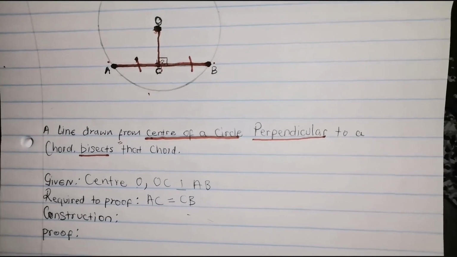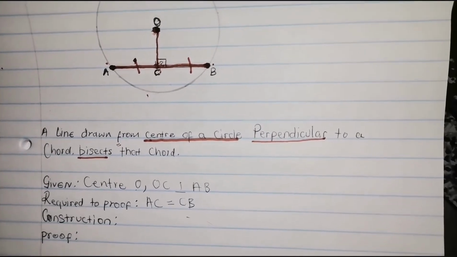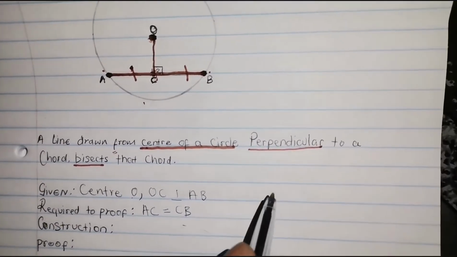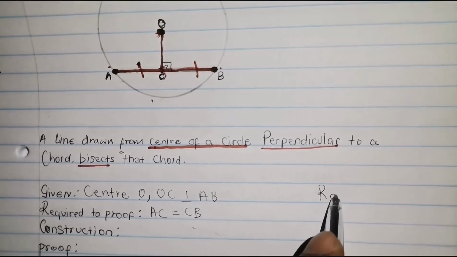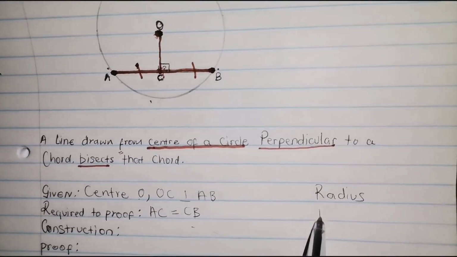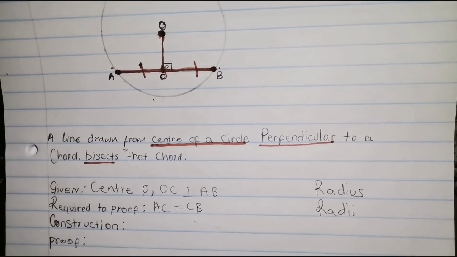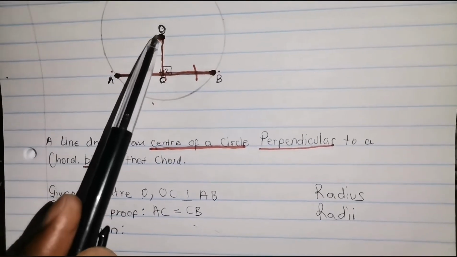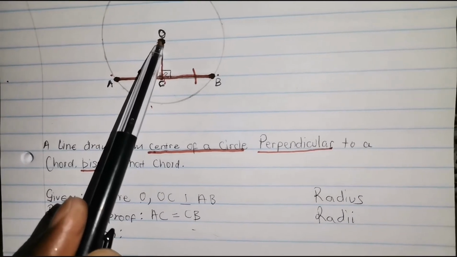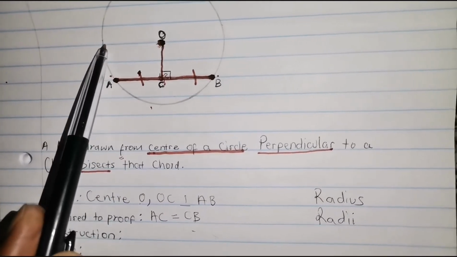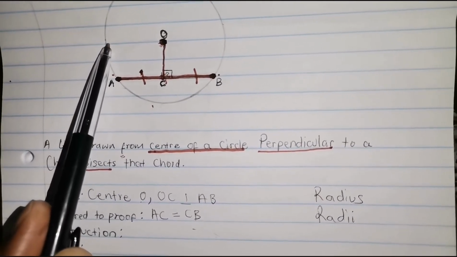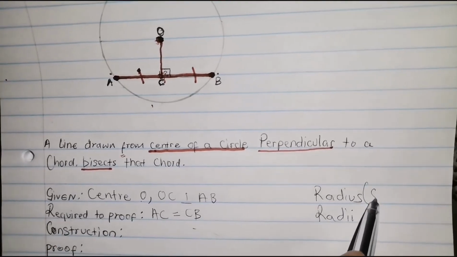Radii, guys, do you remember? Let me just teach you something. We have a radius and we have radii. Remember, guys, a radius is half of the diameter, meaning a line from the center to the circumference. That is our radius. It is our singular.